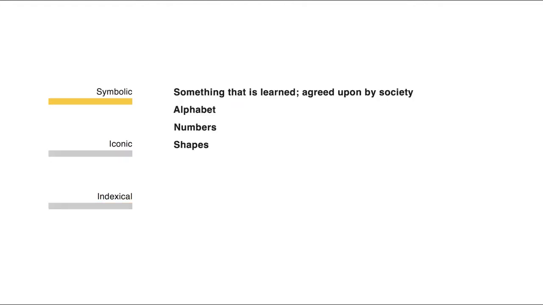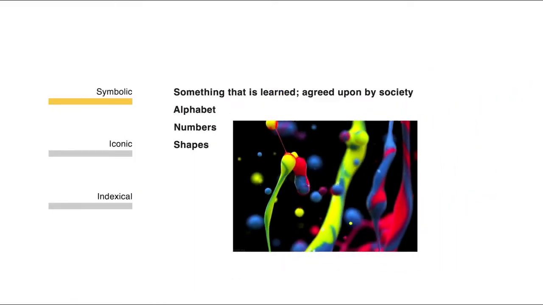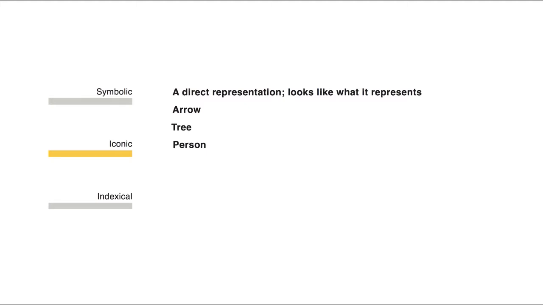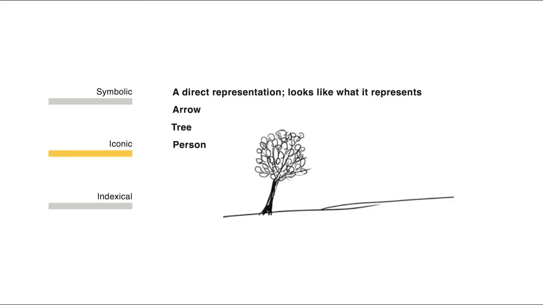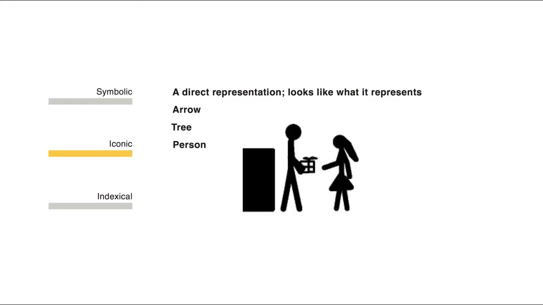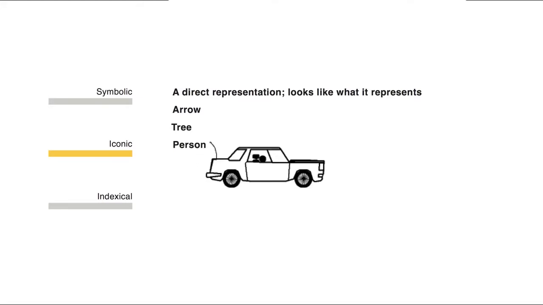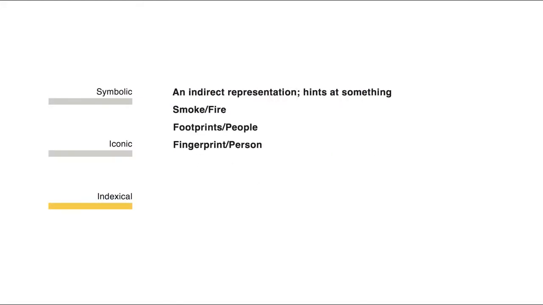Symbolic. This is something that is learned, something that's agreed upon by society, such as letters, numbers, shapes, and even colors. Iconic. This is a direct and literal representation. It looks like what it represents. Some examples are an arrow, tree, man, woman, a car, and so on.